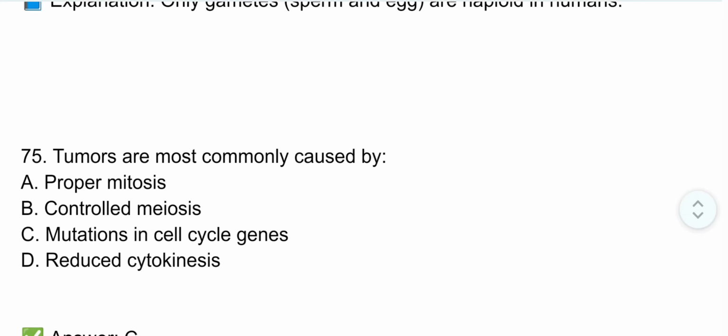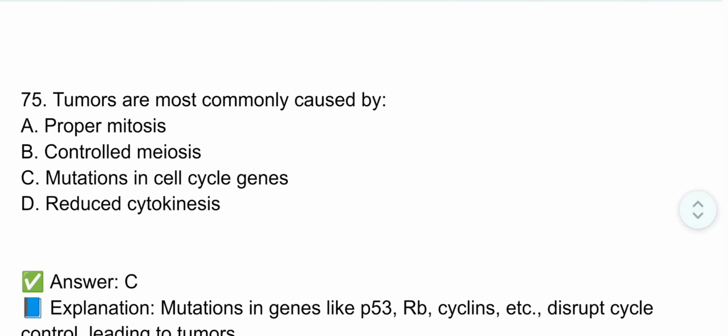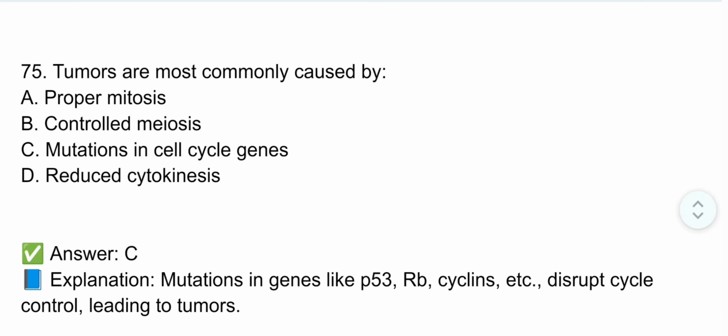Question number 75. Tumors are most commonly caused by. The correct option is option C, mutation in cell cycle genes. Mutation in genes like p53, RB, cyclins, etc. disrupt cell cycle control, leading to tumors.